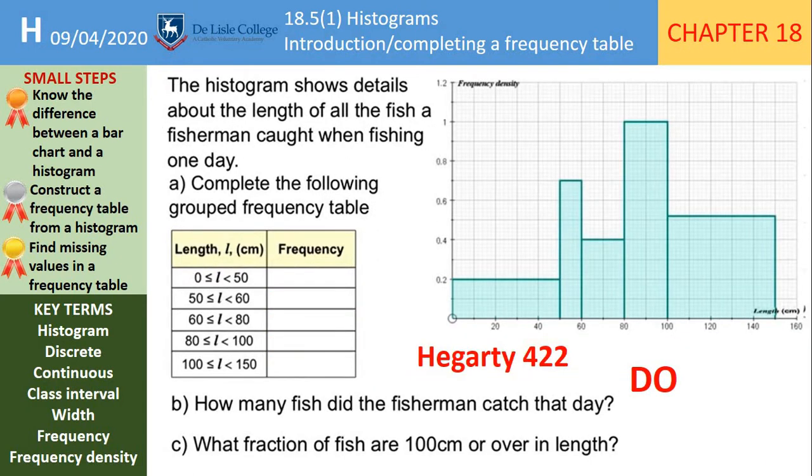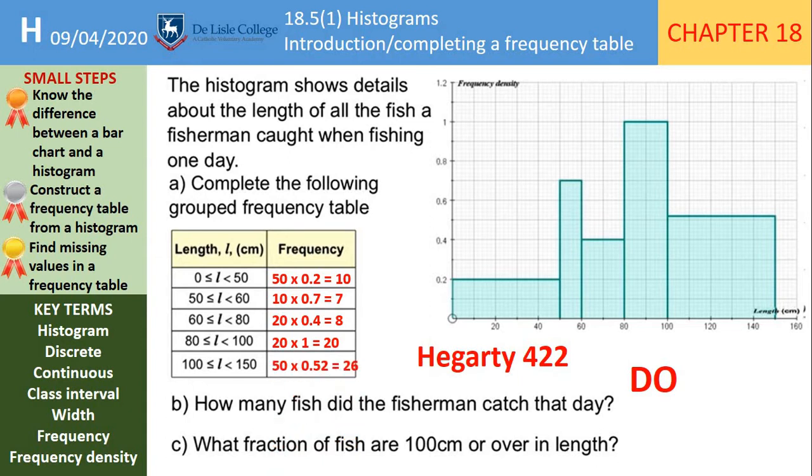The next do now question, a very similar question again. Again, pause the video, have a go along with the worksheet. So the histogram shows details about the length of all the fish a fisherman caught when fishing one day. So length again is continuous. Complete the following grouped frequency table. So you needed to be finding the areas again. So hopefully you got 10, 7, 8, 20 and 26.